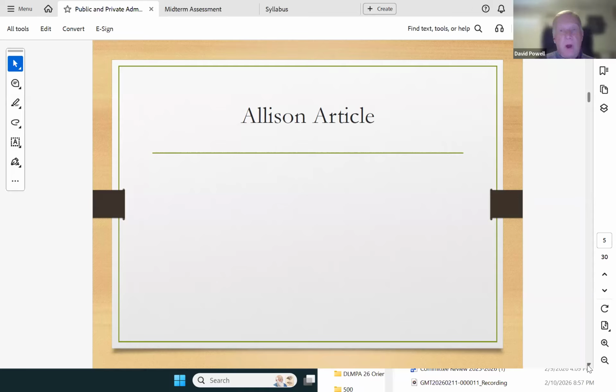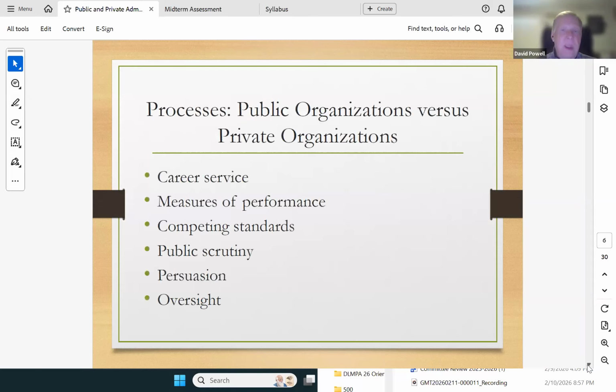So, POSCorp, all these functions are done by both public as well as private sector organizations. So, the what is the same, how we do them, that is the primary difference. And I think those how differences, Allison makes the argument, are large enough and profound enough to suggest to us a separate study of public administration.